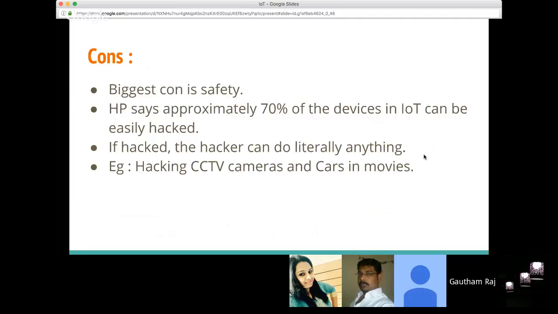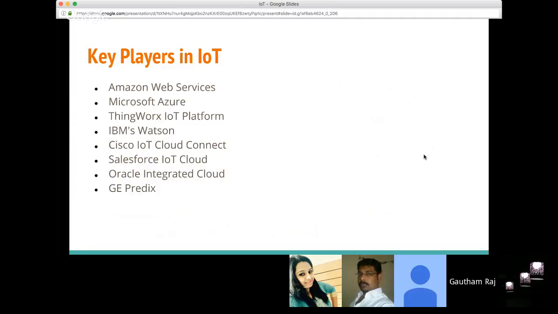And now we have IoT cars. So if you have a Tesla, and imagine if it's hacked. You think that your car is parked in your garage, but then it will be driving somewhere else. So these are the cons of IoT.